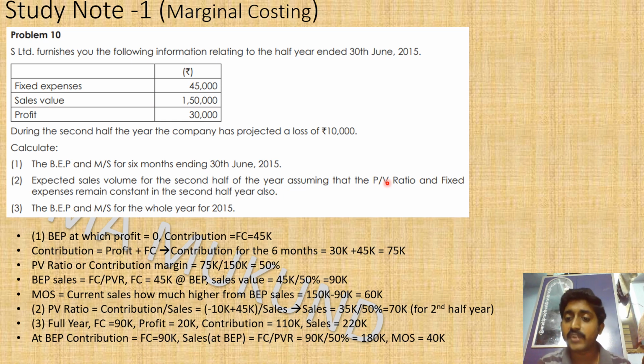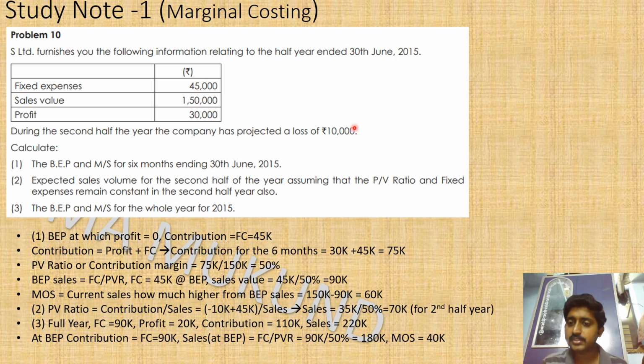Similarly, the fixed cost of the first half of the year is 45,000, and the same 45,000 is the fixed cost for the second half of the year also. So we have the fixed cost, and we also have the PV ratio. What we have to find is the sales. What more detail do we have? We have a loss of 10,000 rupees.